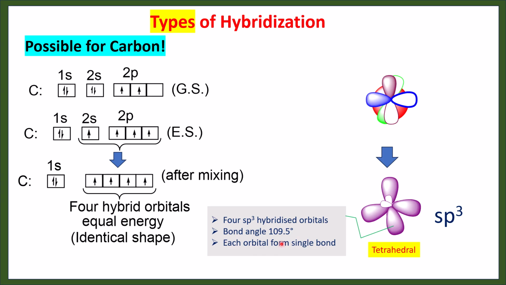tetrahedral and the bond angle is 109.5 degrees. Each orbital is available for a single bond. There is no extra orbital left for a pi bond.